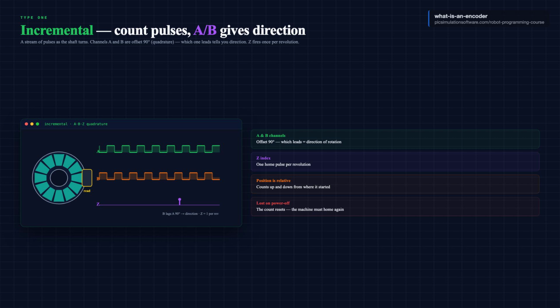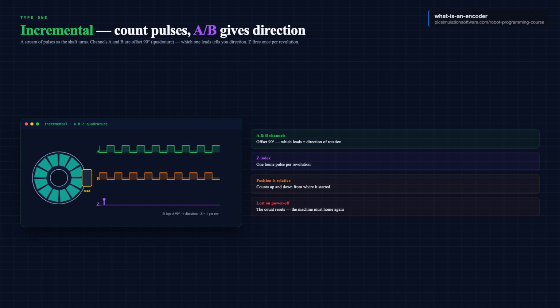There is often a third channel too, called Z, or the index. It fires once per revolution, a single home pulse. Here is the catch. An incremental encoder only tells you change. It counts up and down from wherever it started. The position is relative, not absolute. So if the power drops, the count is lost. The machine has to find a reference point again before it knows where it is.